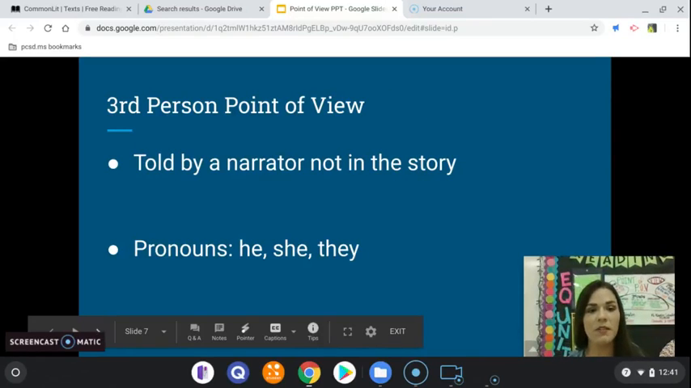Okay, third person point of view, it's told by a narrator and not somebody in the story. Okay, so the pronouns for third person would be he, she, they. Okay, him, her, his. The person telling the story is not in the story whatsoever. Okay, so with third person point of view, I'm going to go to the next slide and give you an example.